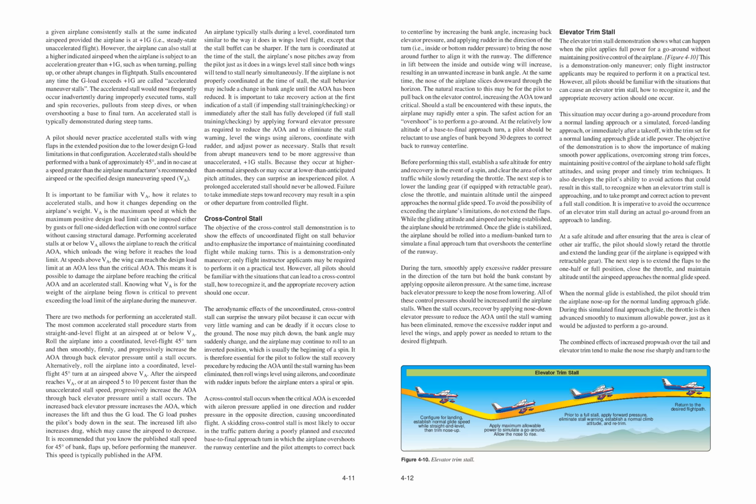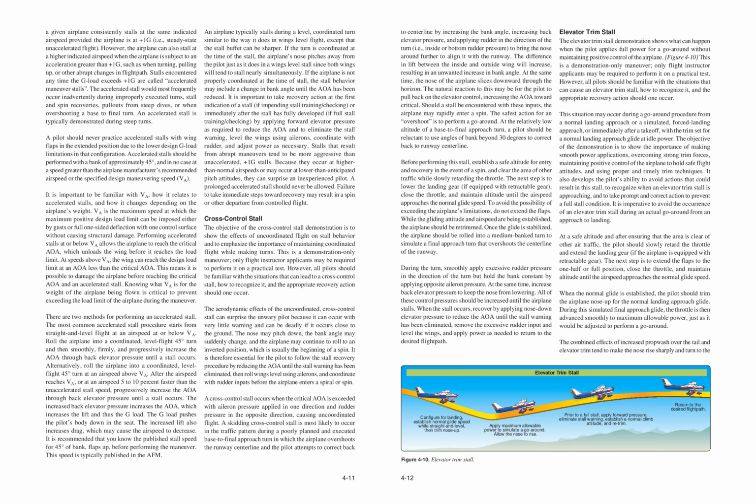At speeds above VA, the wing can reach the design load limit at an AOA less than the critical AOA. This means it is possible to damage the airplane before reaching the critical AOA and an accelerated stall. Knowing what VA is for the weight of the airplane being flown is critical to prevent exceeding the load limit of the airplane during the maneuver. There are two methods for performing an accelerated stall.